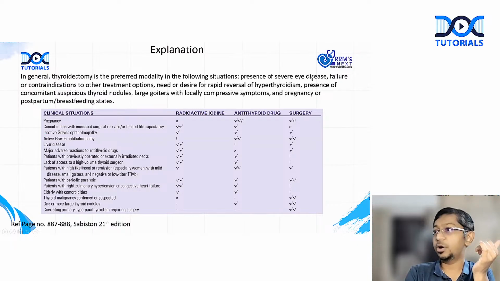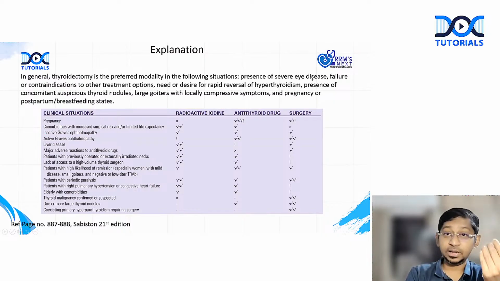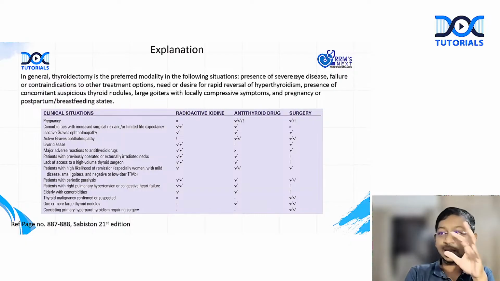The presence of severe eye disease, failure or contraindication to other treatment options, need for rapid reversal or rapid achievement of euthyroidism, presence of suspicious nodules or compressive symptoms, pregnancy or postpartum stage where you can't give radioactive iodine again. These are all scenarios where you will do surgery.